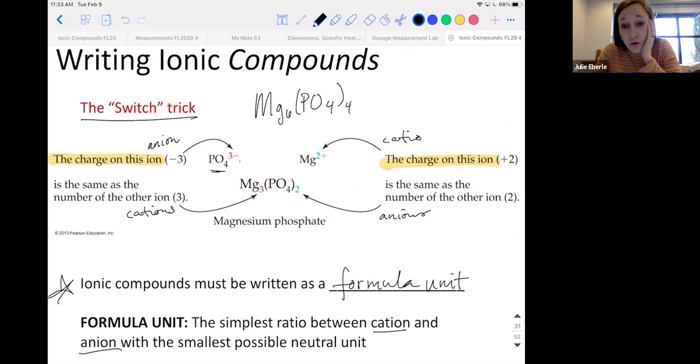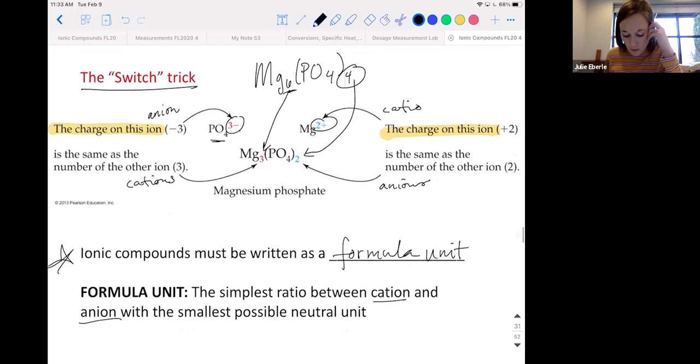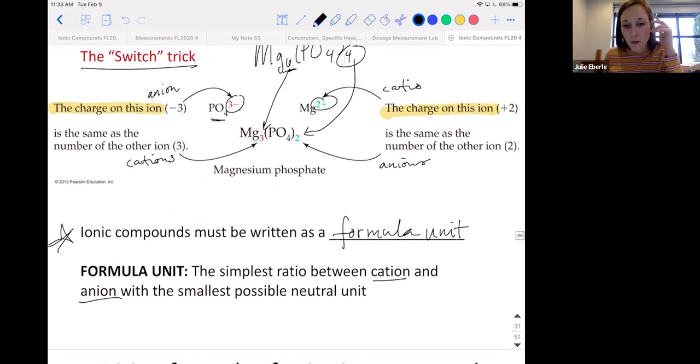Is that still a neutral compound overall? Would the charges balance out? They would, if you take the time to do the math. 6 times a +2, because you got 6 of these. 4 times a -3, you get -12 and +12, which adds up to 0. But that's not simplest ratio, right? 6 and 4 can be simplified to 3 and 2. You can divide both of those numbers, those subscripts, by 2. So that's what it means, simplest ratio. Always make sure you can't divide 3 and 2 by any number and get whole numbers. So make sure that's a formula unit.